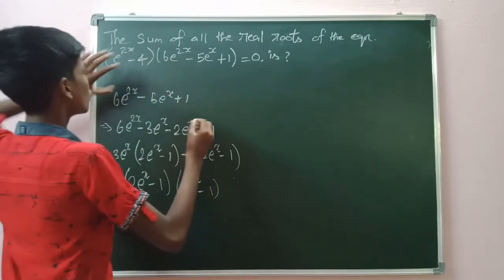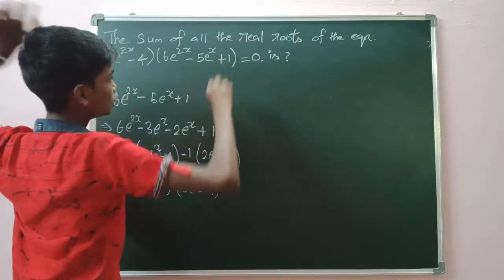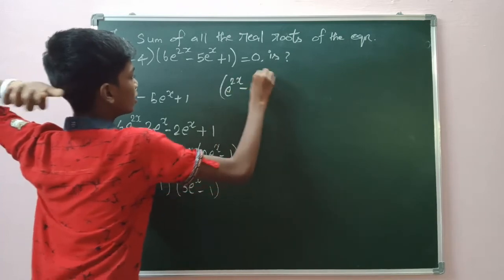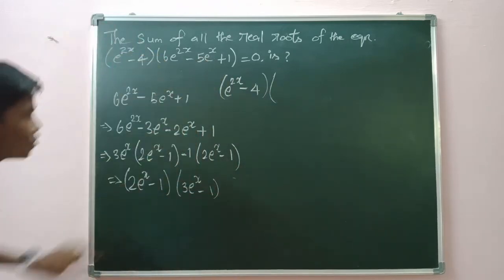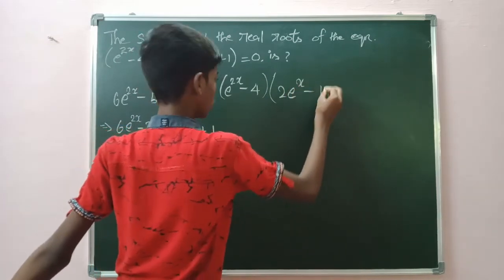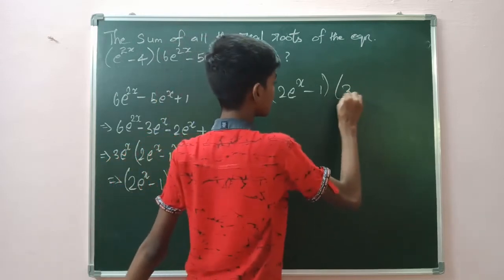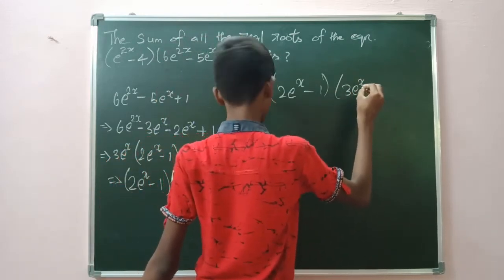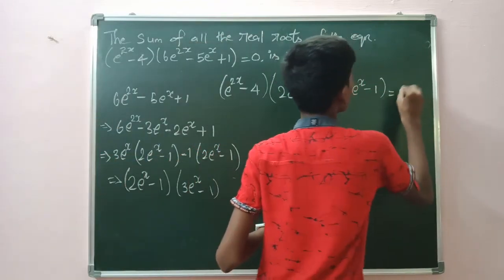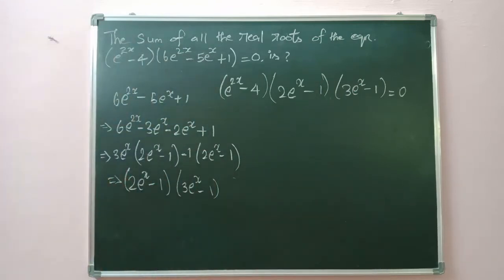Now I can write this whole equation as e power 2x minus 4 into this expression, whose factorized form is 2 e power x minus 1 into 3 e power x minus 1, and that is equal to 0. I think that's the form of equation that you will get when you factorize the expression after e power 2x minus 4. Okay, I hope you guys got it.